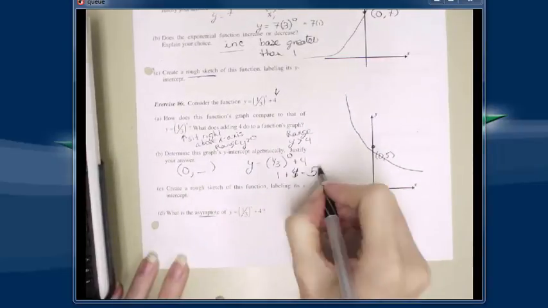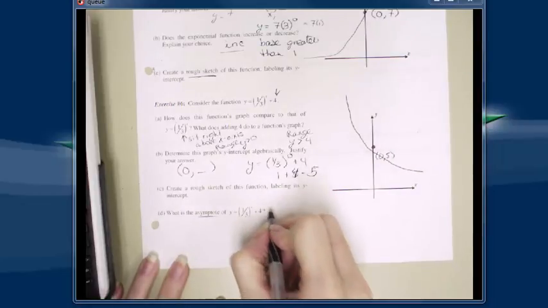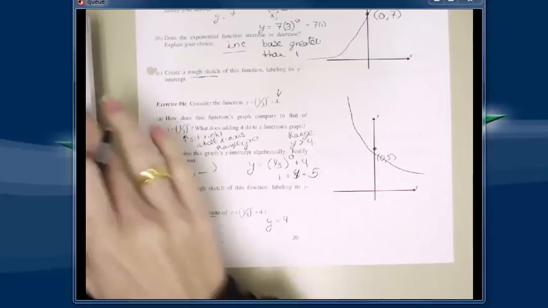Okay, and the asymptote is where the graph is coming to, but not hitting. So we're going to say that that comes right up to y equals 4.